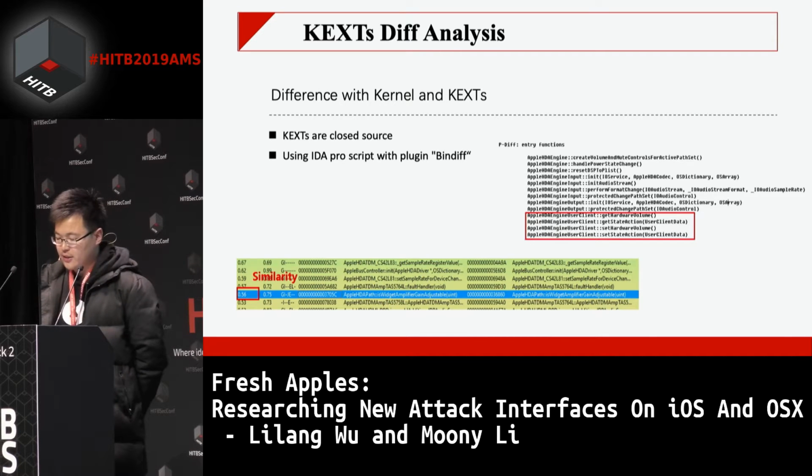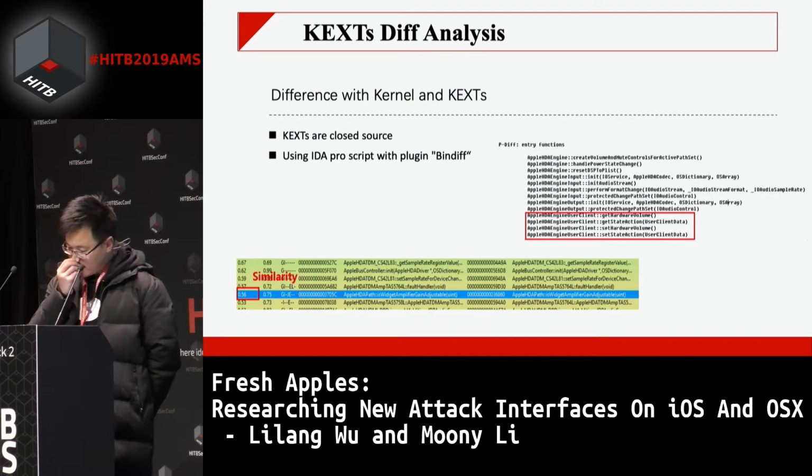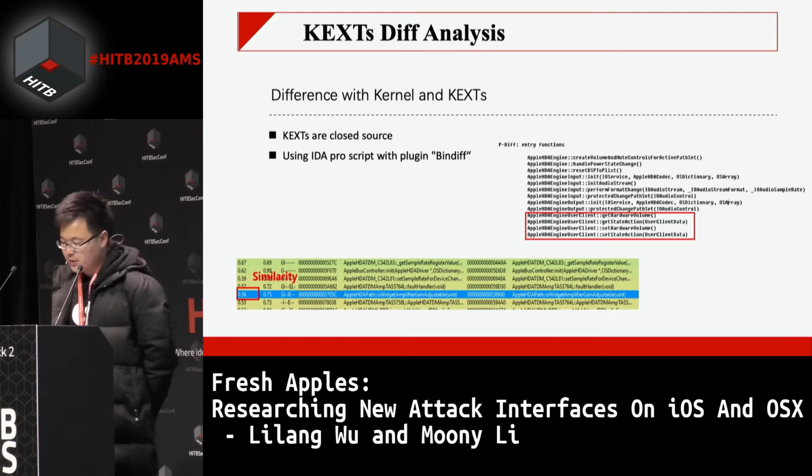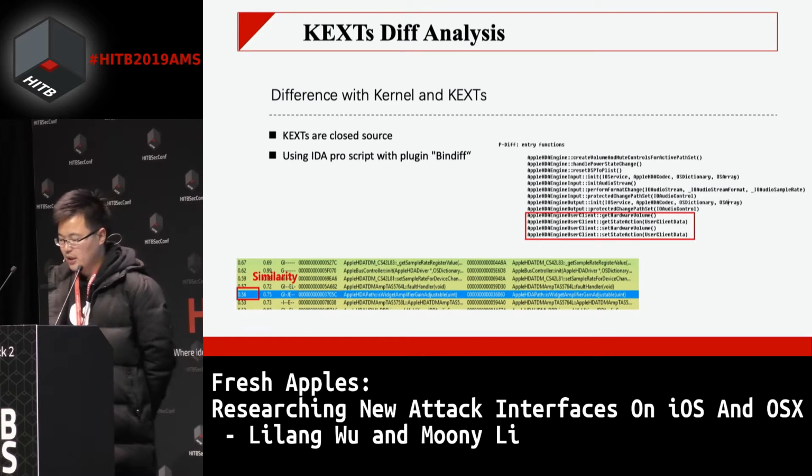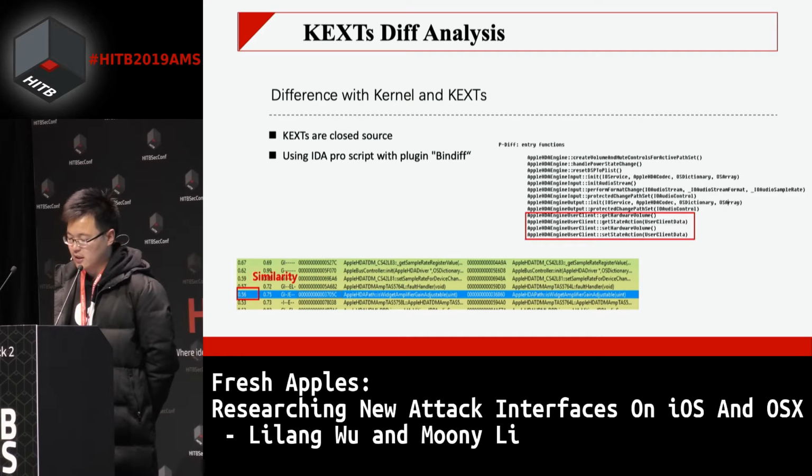But it's a little different for kernel extensions. Kernel extensions are closed source, so we can't use MELD to diff the source code files. Here we developed an IDA Pro script based on the bindiff plugin, which can easily recognize the similarity between two functions, and then we use pdiff to output their entry functions.